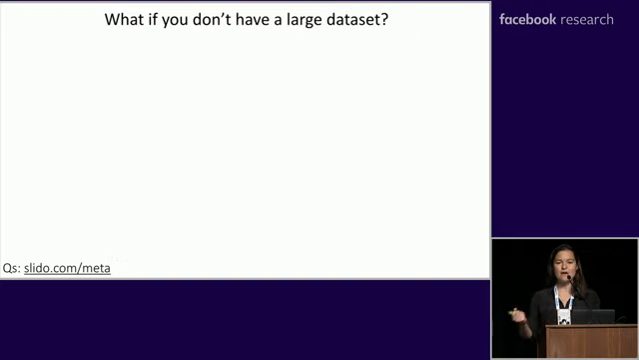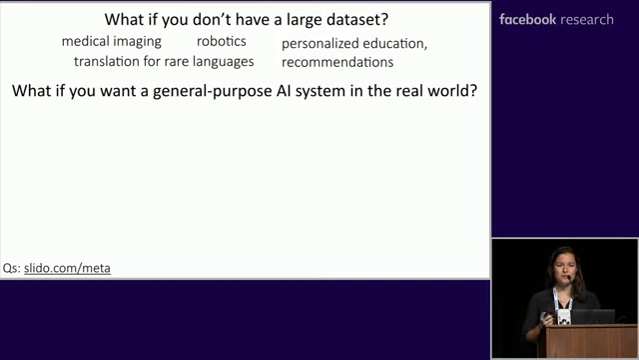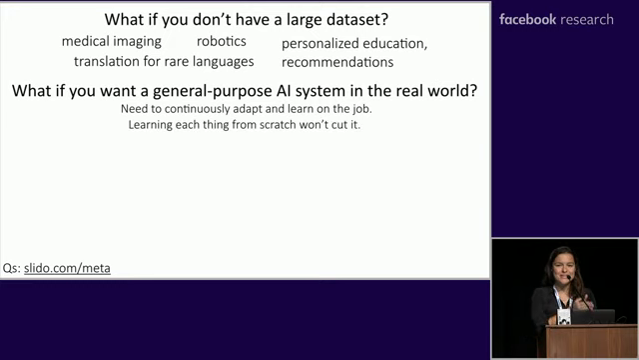But what if you don't have a large data set? What if you're in a domain such as medical imaging or robotics or translation of rare languages or recommendation systems? In each of these situations, we don't have a large data set for every possible task, every possible situation, or every possible person we want to personalize our machine learning system to. Or what if you want a more general purpose AI system that can do many different things, that you want to be able to continuously adapt and learn on the job? If so, it's impractical to learn each and everything from scratch for doing the task. And so instead, we want to be able to very quickly learn new things based on our previous experience.